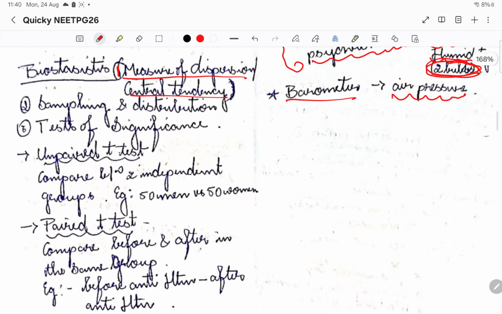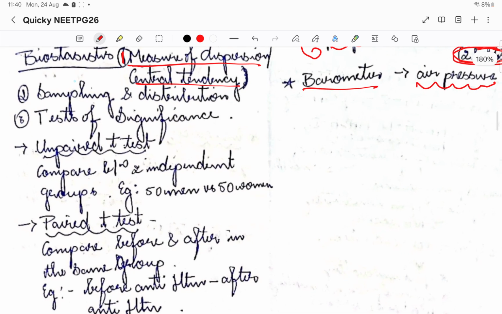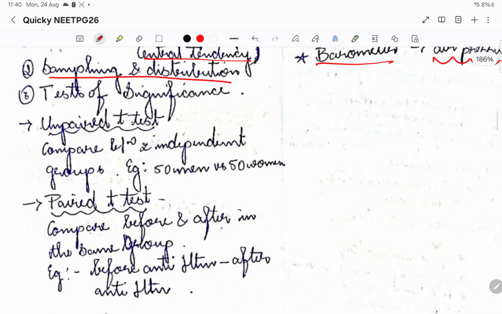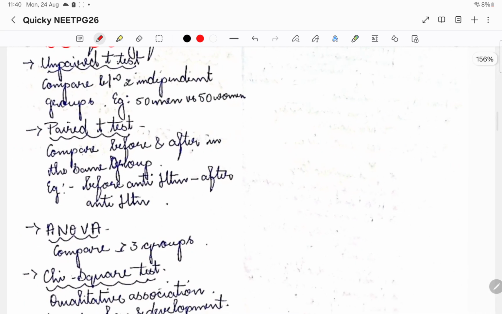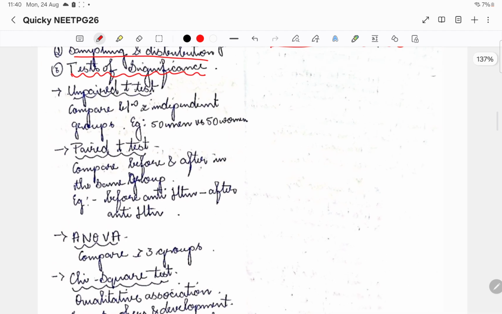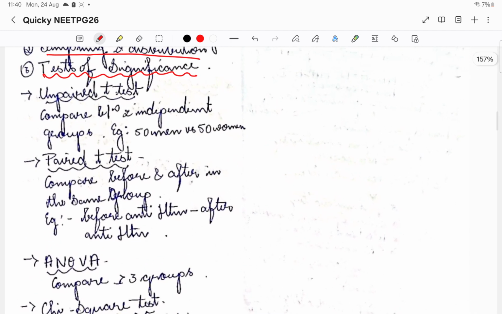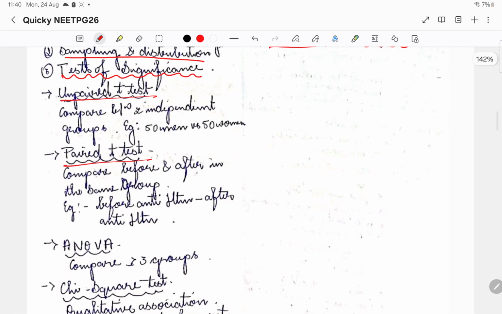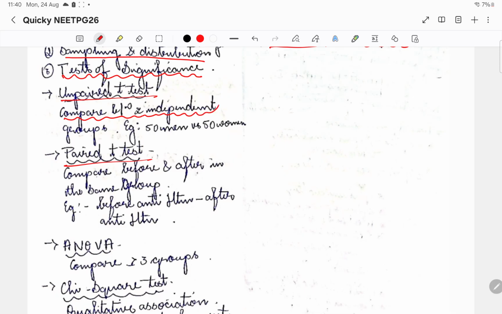Then coming to sampling and distribution, this is also a type of biostatistic study. Then coming to tests of significance, what they are interested in. There are different kinds of tests of significance. That is unpaired t-test and paired t-test is what first I'll tell you. If there is comparison between two independent groups in the question, it is going to be unpaired t-test. For example, 50 men and 50 women they have given in the question itself.